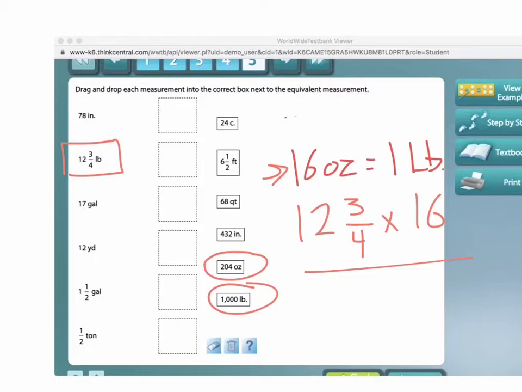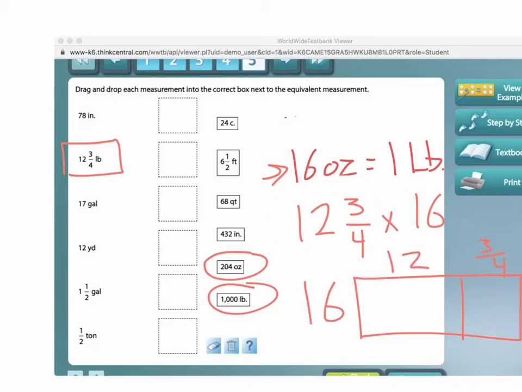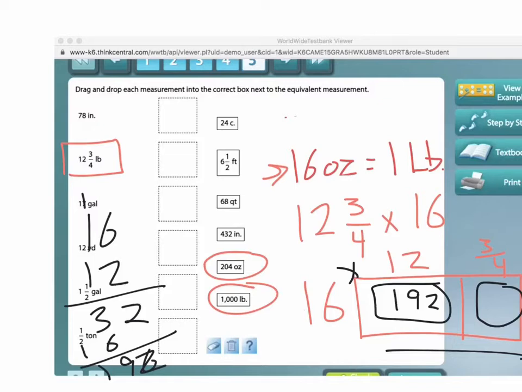A couple ways to do this. You can change this number here into an improper fraction and multiply by 16. But the numbers get really large, so I'm going to go ahead and use a place value section model because I think it's a little bit easier. So to set up my place value section model, you can see right here, I've got 12 times 16, and that's going to be my answer here, and 16 times 3/4, and that's going to be my answer here. You can see I multiplied 12 times 16 and I got 192. So that's the first part of my answer.